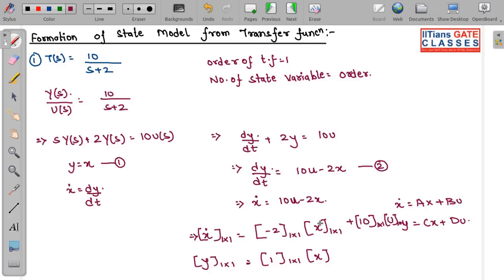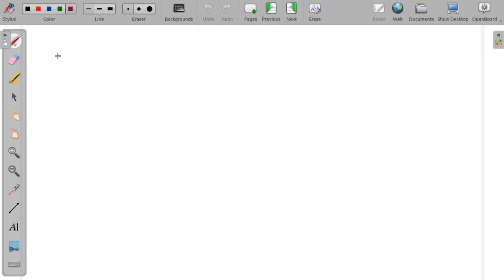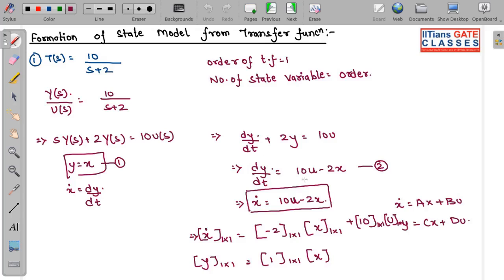Okay, so now with the help of this transfer function, if I want to draw the SFG model, how am I going to do that? For that you need to take these two expressions. So how do we basically form the SFG from your state transition model? We have x dot is equal to 10u minus 2x and y is equal to x.